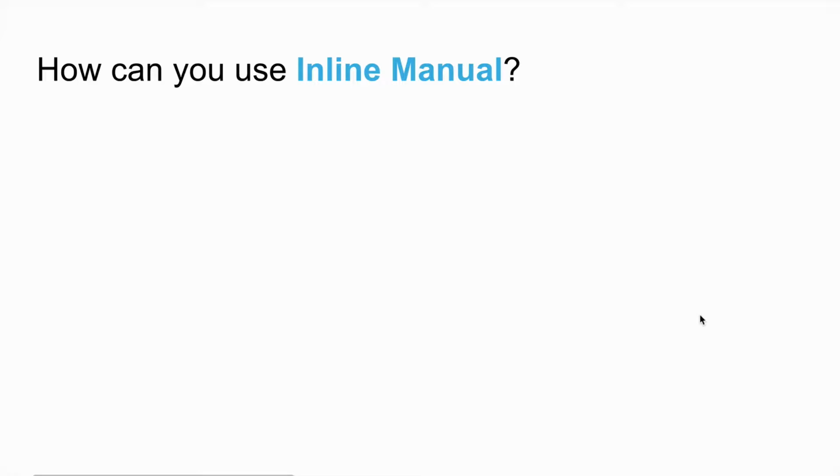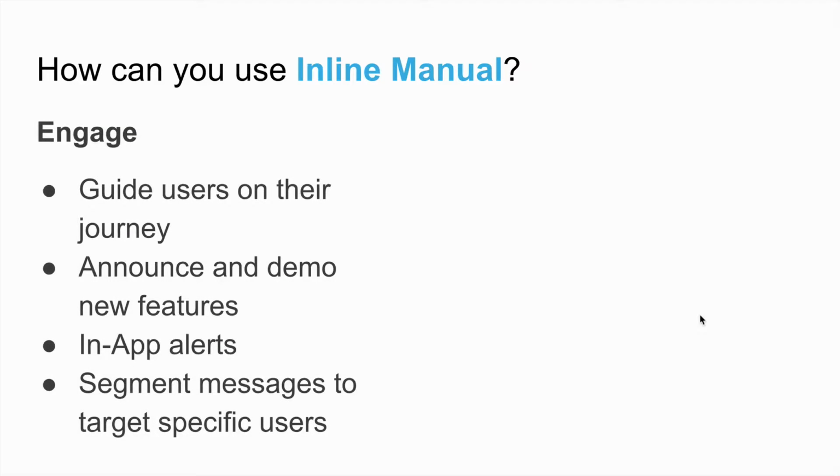So I'd like to hear your questions as we work through this. I'm curious if you're using Inline Manual to engage your users. That may be to guide users on a first-time experience, or announcing the features that you have, maybe segmenting to different types of users, such as people with different plans have access to different functionality, and they need different messages. So you can segment your users any way you like, but it just depends on what your needs are.